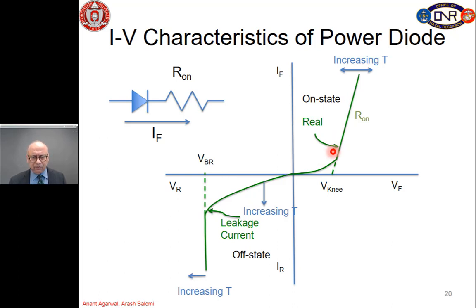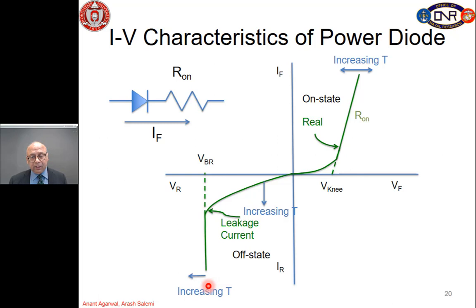Then if the voltage is reversed across the diode, it does not allow the current to flow from right to left, but a small amount of current flows through the diode. This current is much less than the current in the first quadrant, and this is called the leakage current. And as we approach the breakdown voltage of the diode, indicated here as VBR, the diode breaks down and the current goes exponentially higher, and this is called the avalanche breakdown of the diode.